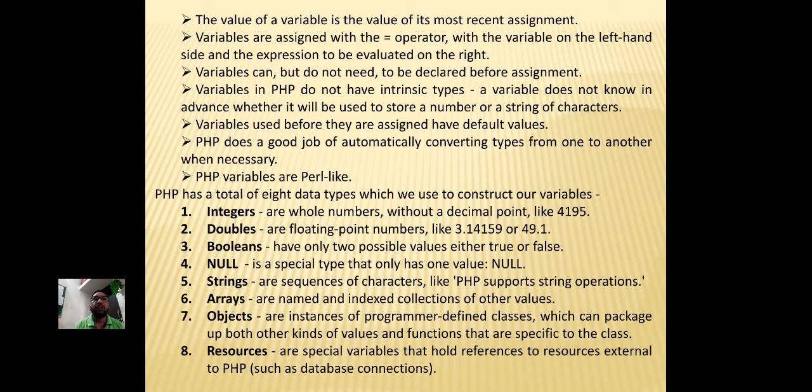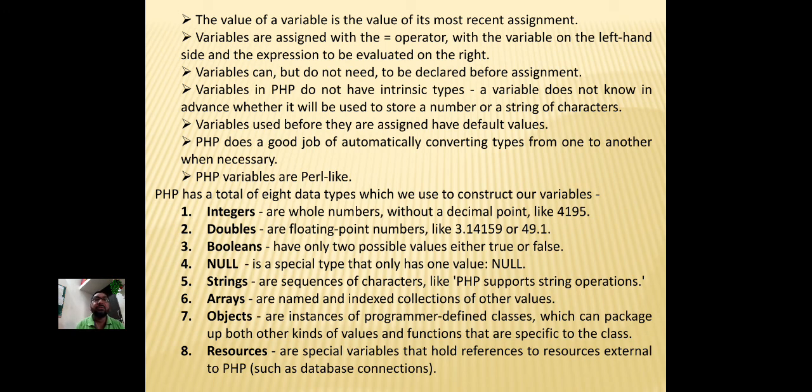PHP has a total of 8 data types which we use to construct our variables. First, integers are whole numbers without a decimal point, like 4195. Second, doubles are floating point numbers like 3.14159 or 49.1. Third, booleans have only two possible values, either true or false. Fourth, null is a special type that only has one value, null.